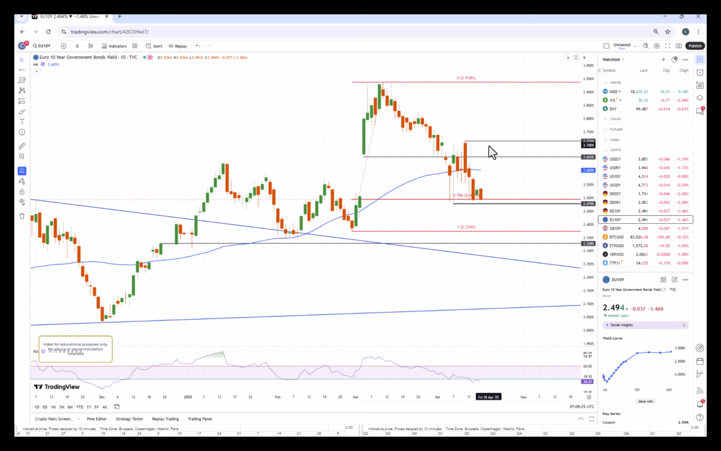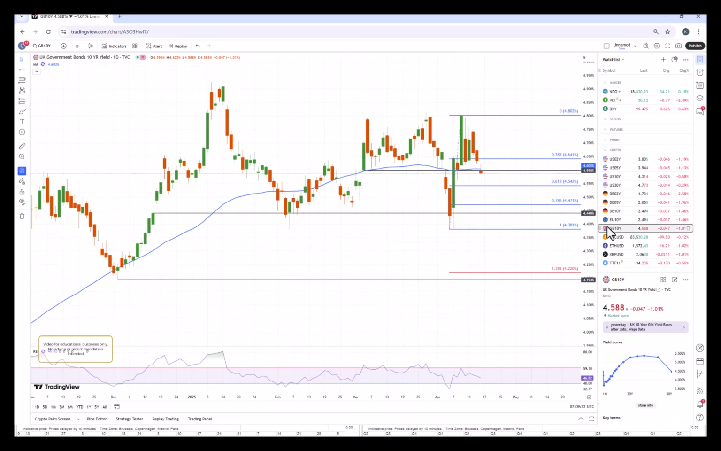The UK 10-year sliding lower this morning here. I think we'll see a test at least of the 61.8 retracement at 454, but it could be caught range bound in the current range.